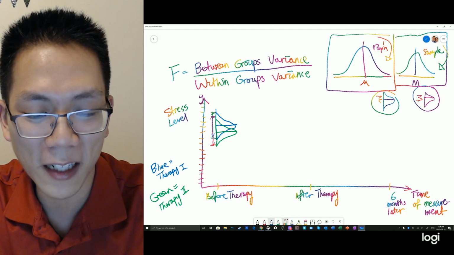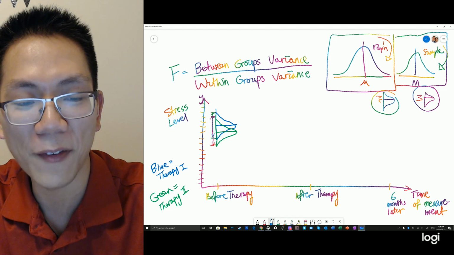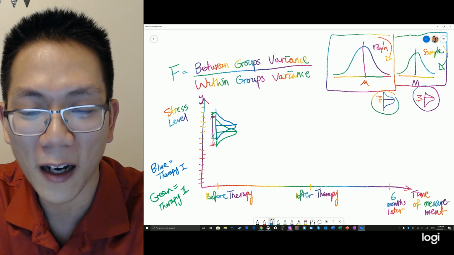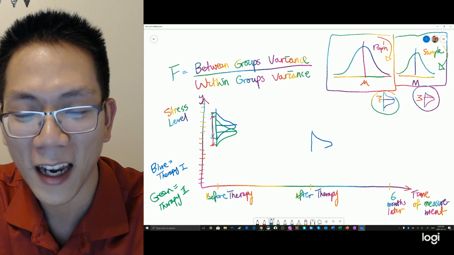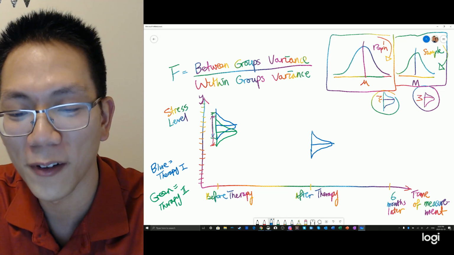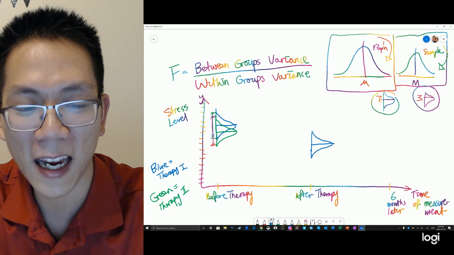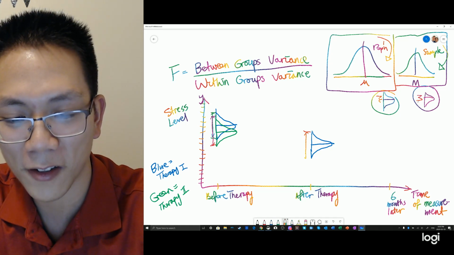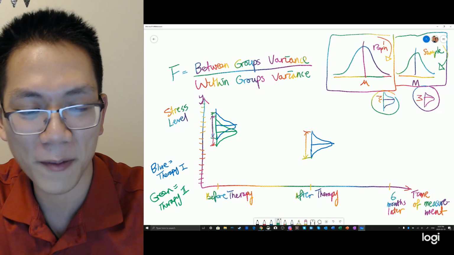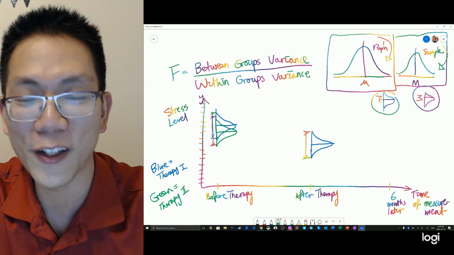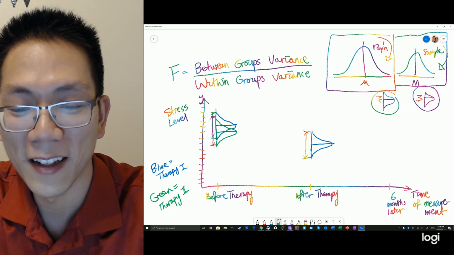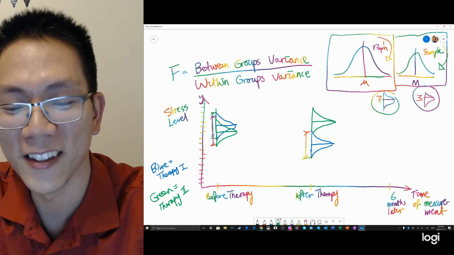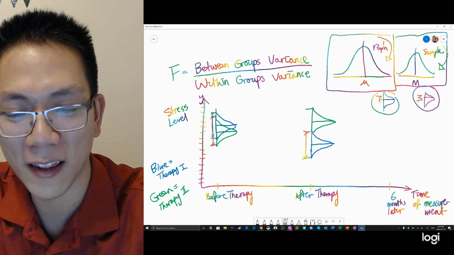Moving on to the next group. Let's say after therapy, the blue group, yes, it's working. And again, it has its own variance, okay? And also its own spread. And the green group, oh, okay. Actually, let's pretend, oh, wait a minute. They actually were more stressed. Uh-oh, that's not good. Maybe there's something wrong with the therapy.